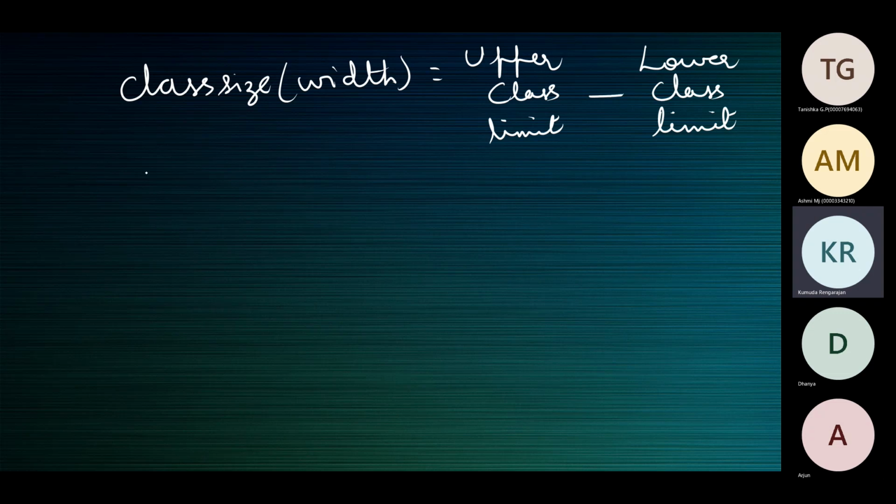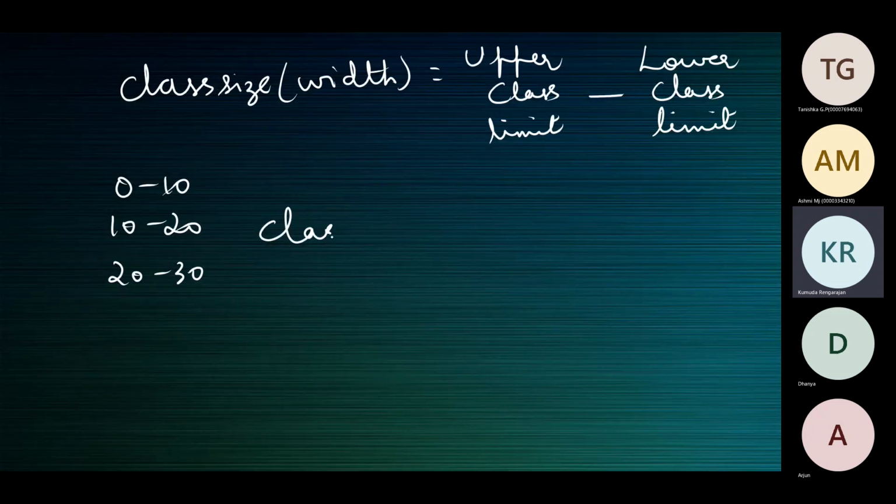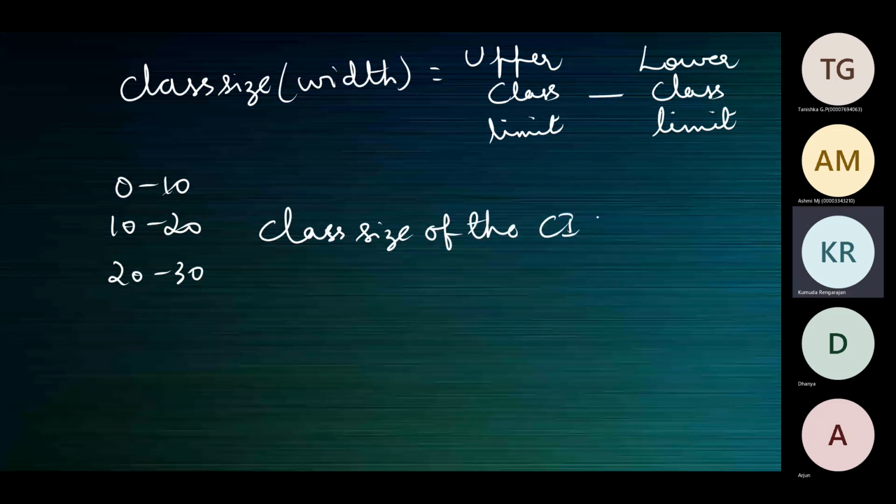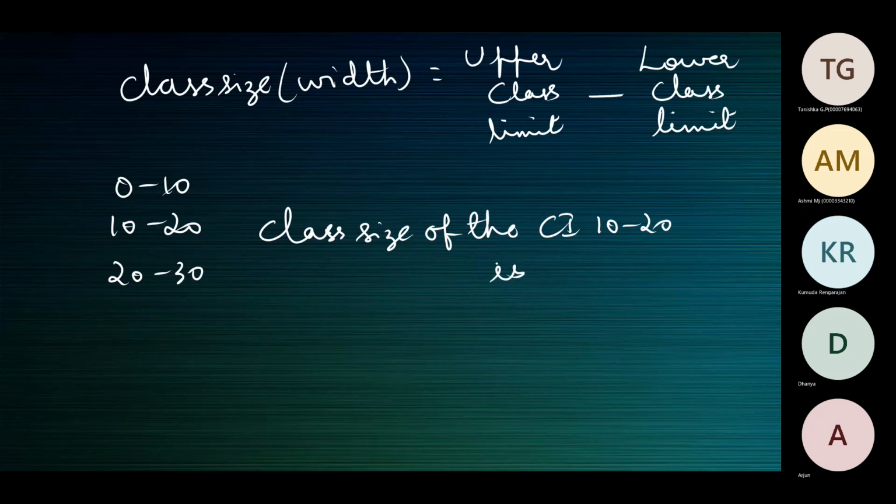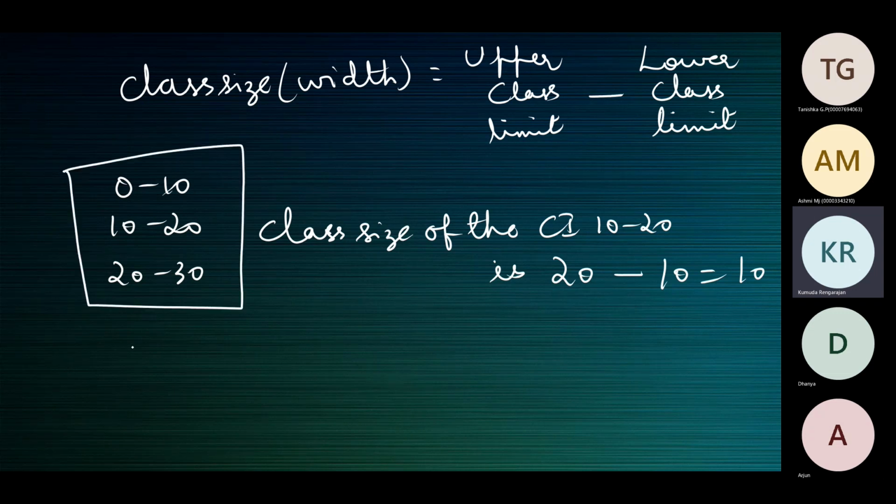Now let's take the case of continuous class intervals: 0 to 10, 10 to 20, 20 to 30. When the class intervals are continuous, the class size of the class interval 10 to 20 is the upper limit 20 minus the lower limit 10, which is 10. But if you take class intervals which are not continuous, for example 0 to 9, 10 to 19, 20 to 29, and so on.